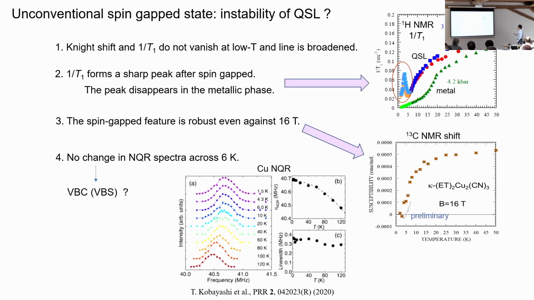And this is the spin liquid at 3 kilobar and ambient pressure. If you apply 4 kilobar to this material, the system undergoes a Mott transition to the metallic state. In the metallic state, this peak is completely gone. So this peak formation is very intrinsic, specific to the quantum spin liquid state.